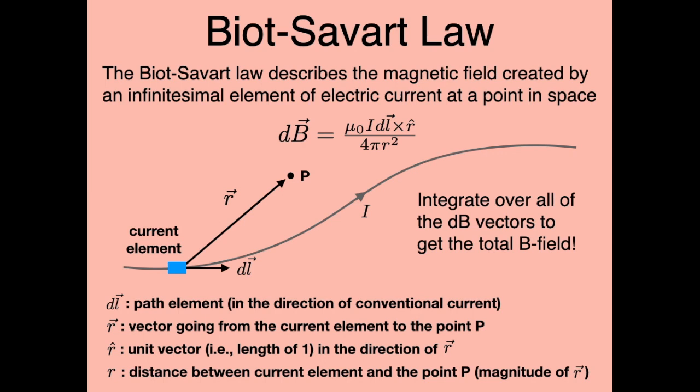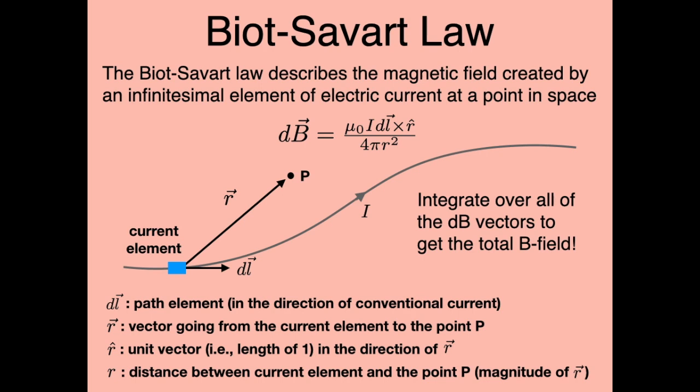So the Biot-Savart Law says that an infinitesimal magnetic field at a point in space, dB, is created by an infinitesimal bit of electric current somewhere else. Okay, so if you have a little bit of current, you get a little bit of magnetic field. That's the idea. So dB is what we call this infinitesimal bit of magnetic field in the Biot-Savart Law. So what it says is dB is equal to mu naught times I times dl crossed r hat divided by 4 pi r squared.